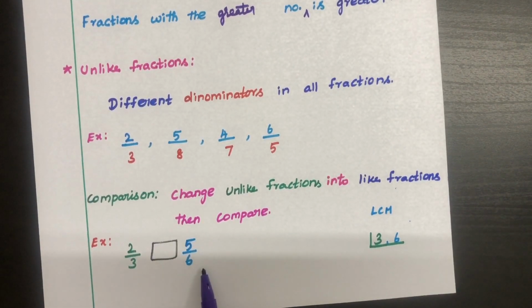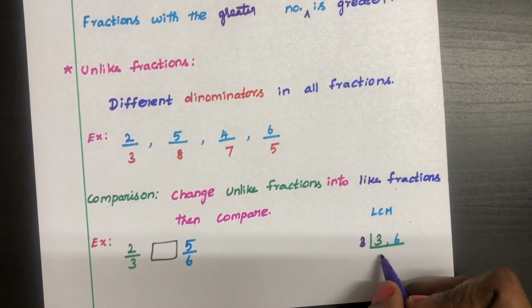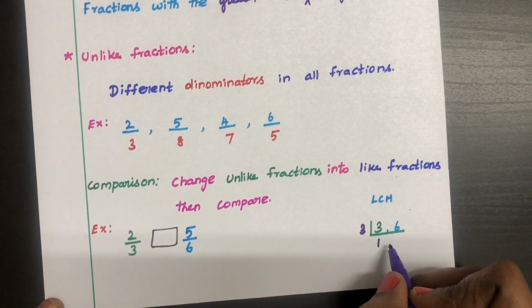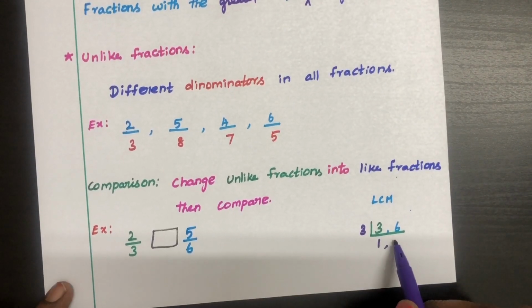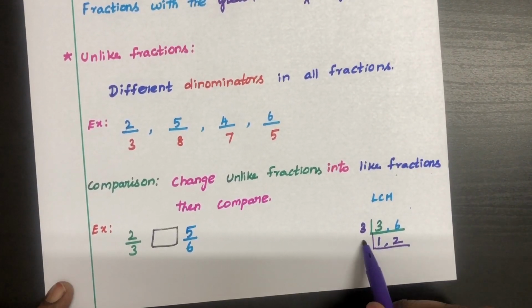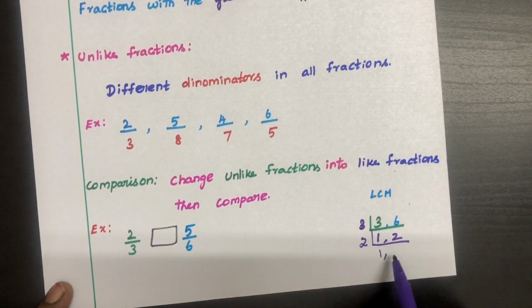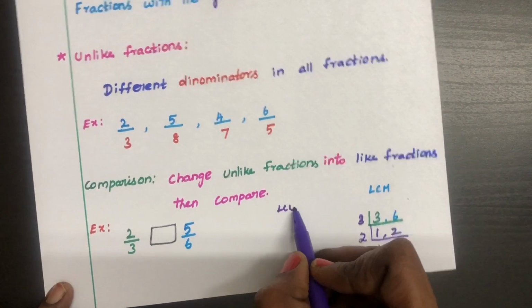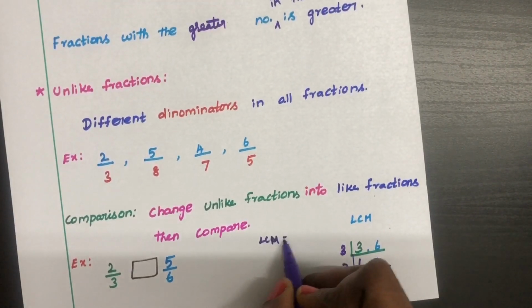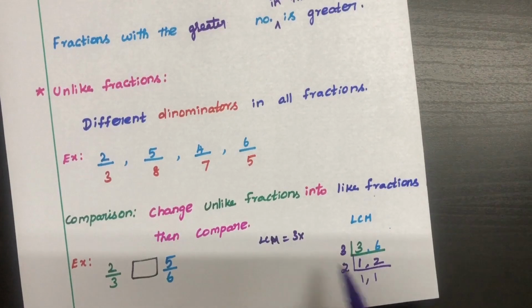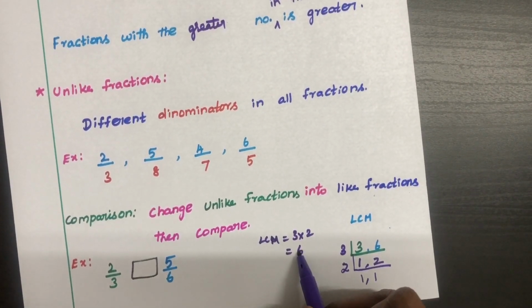For example, 2 by 3 and 5 by 6. To make it into like fractions, we need to take the LCM of 3 and 6. Which number can divide both? 3 can divide. How many 3's in 3? 1. How many 3's in 6? 2. So 1 comma 2. Now the LCM is 3 into 2 equal to 6. So 6 is the LCM.